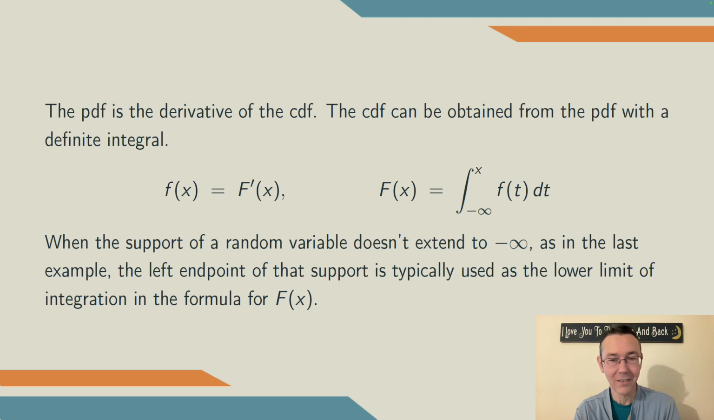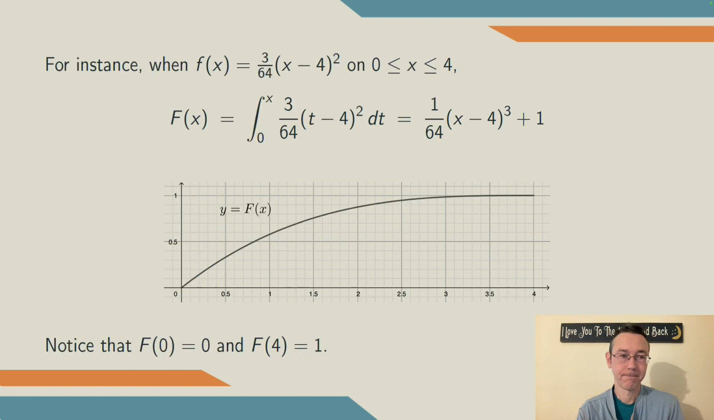So sometimes you'll see this definition with one of the various Greek letters in there, or maybe a u. Also notice that here I've written the integral as starting at negative infinity, and that's because the density function f is always going to be 0 outside of the support. In practice, when the support doesn't extend all the way to negative infinity, like in the last example, we just end up writing the left endpoint of that support for the lower limit of the integral.